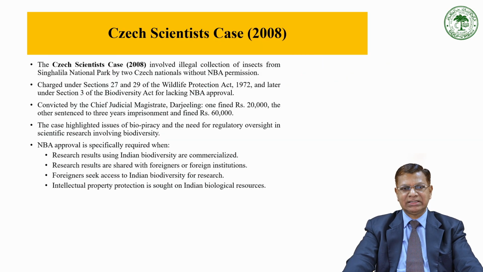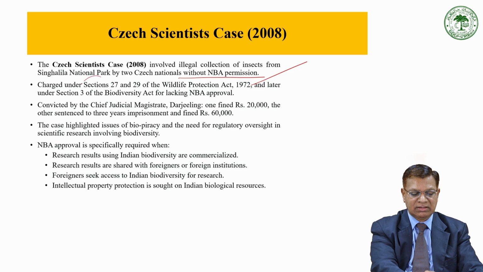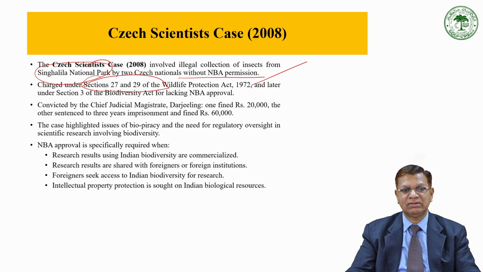In the case of the Chess scientists, who collected some insects in Singhalila National Park without the permission of the NBA, since wildlife protection has more criminological content than the biodiversity law, on the strength of sections 27 and 29, since it was a national park, the matter validly came under that jurisdiction, along with section 3 of the Biodiversity Act, seeking approval of the NBA, which was violated. Therefore, the Chief Judicial Magistrate fined and also sentenced them to 3 years imprisonment.